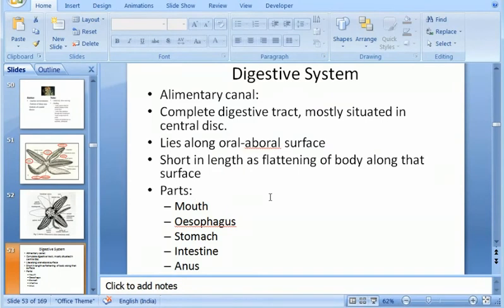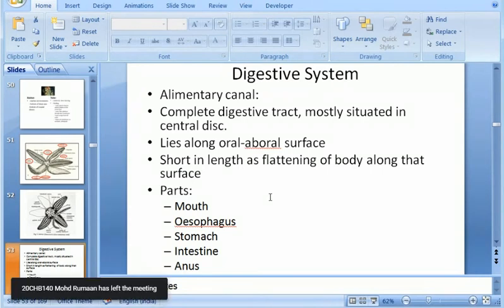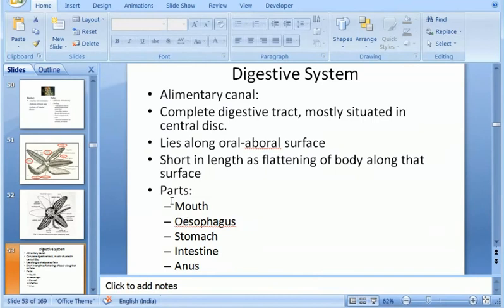It is just present in this way, and it is of short length. Now, since it is complete, that means all the parts would be present here. For example, mouth, esophagus, stomach, intestine, and anus. All parts are there. It is a complete digestive tract.